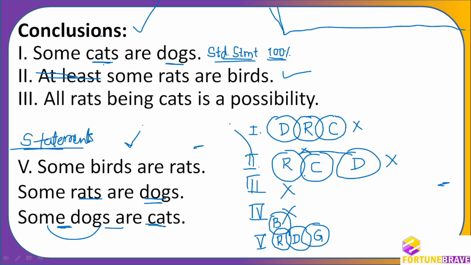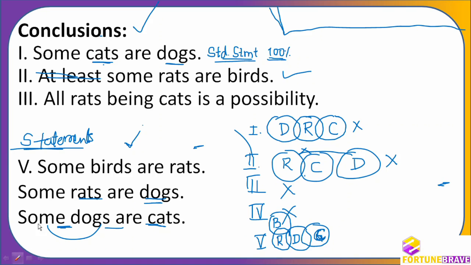Some birds are rats. All rats being cats is a possibility. All rats being cats. I should not have written G. It is C here, cats. Sorry for that. So all rats being cats is a possibility. I can put this R here anyway. Can you understand? You should be able to understand by now.